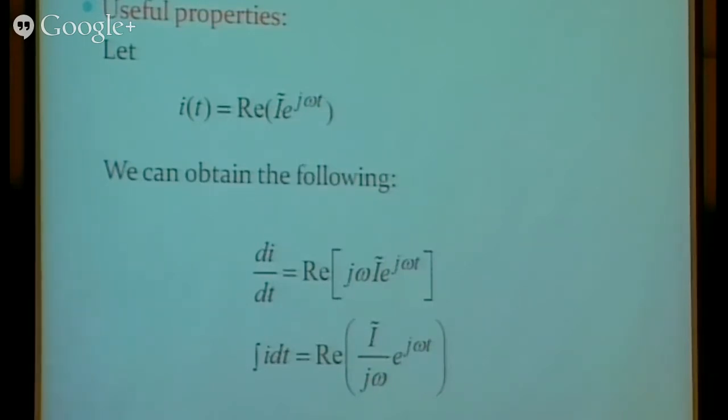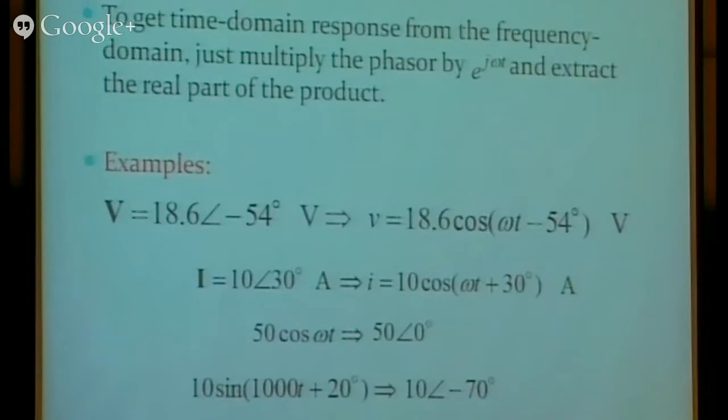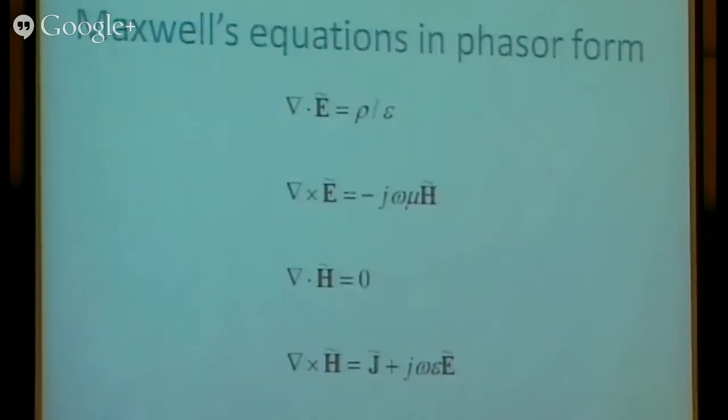So this is the advantage. The time derivative can be replaced by j omega. Actually, this is what we are going to make use of in writing down Maxwell's equations. So d by dt can be replaced by j omega in phasor representation, which is a big advantage. Okay, these are some examples.